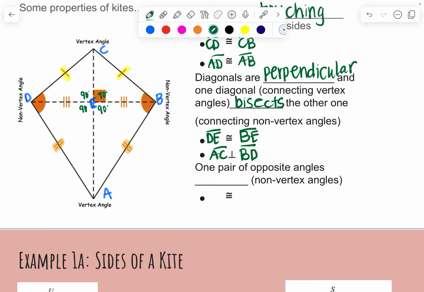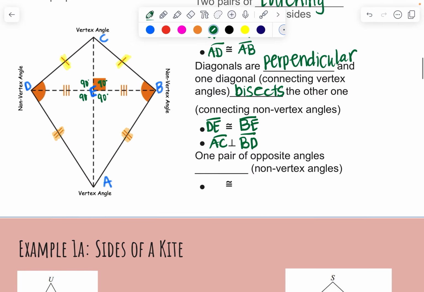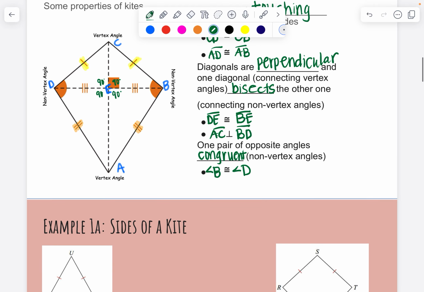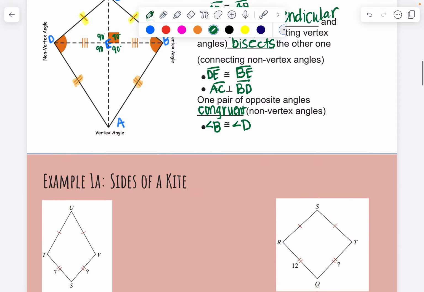Finally, one pair of opposite angles are congruent. So in this case, angle B is congruent to angle D. C and A are not congruent, but B and D are. So the vertex angles are not congruent. The non-vertex angles are congruent.